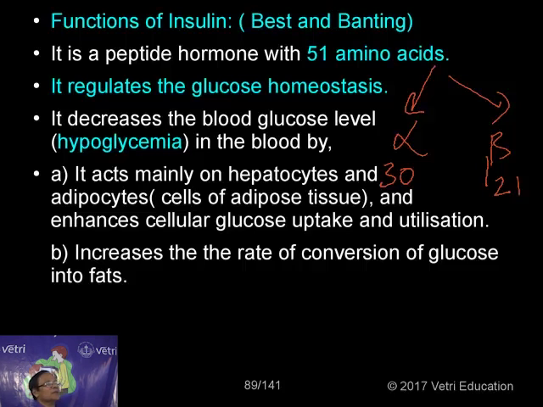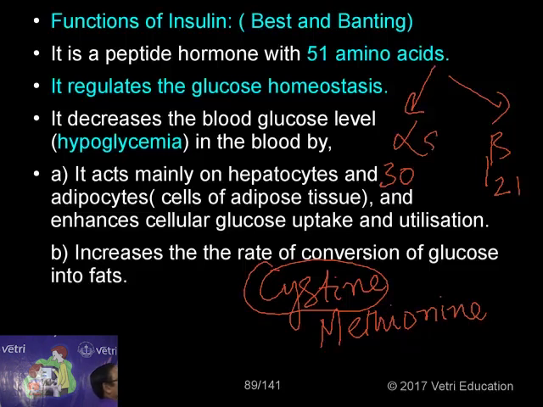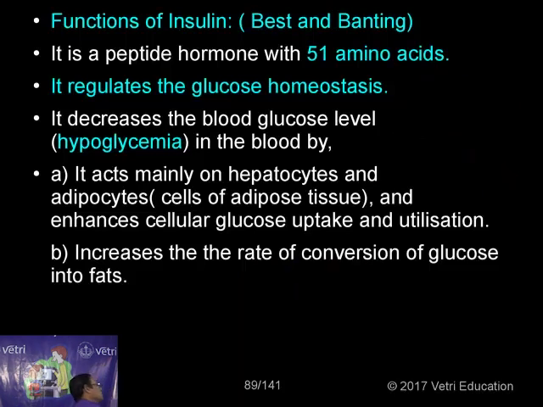The sulfur containing amino acids are cysteine and methionine. These are the two sulfur containing amino acids. So a disulfide bridge is found between the cysteine residues of the alpha and beta chains. The disulfide bond, the S-S bond, is formed between the A and B chains, where the cysteine residues are present.